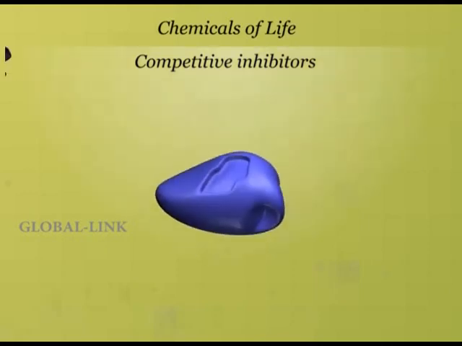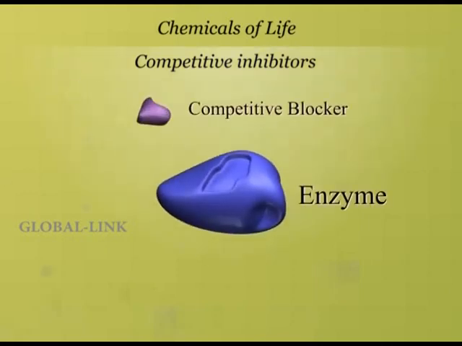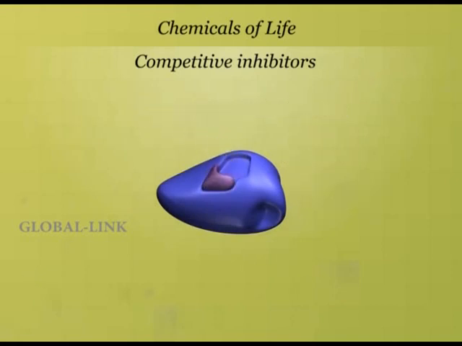Competitive inhibition occurs when an enzyme encounters a blocker which mimics the characteristics of the substrate and binds to the active site. So when the substrate is encountered, the active site is unavailable for binding and no reaction will occur.